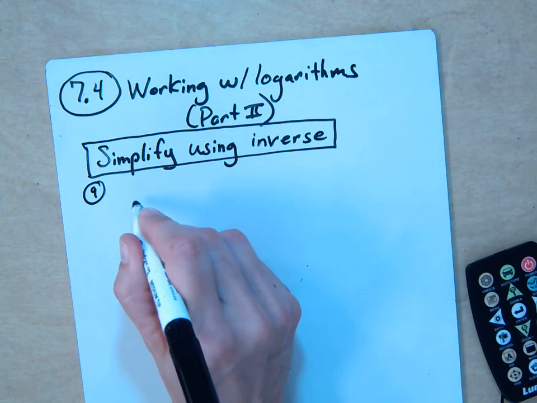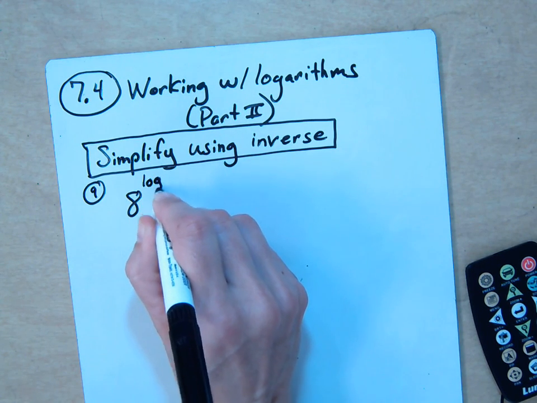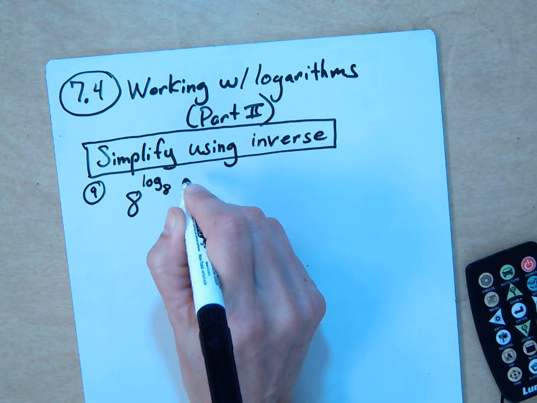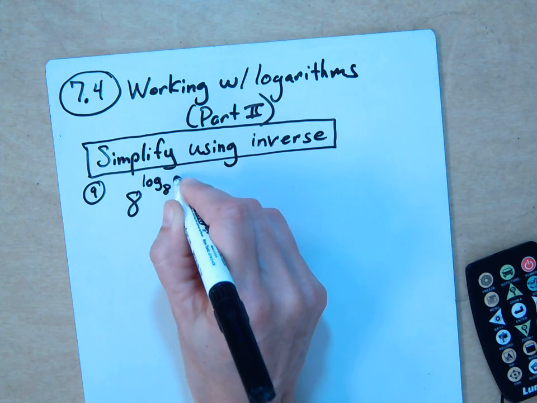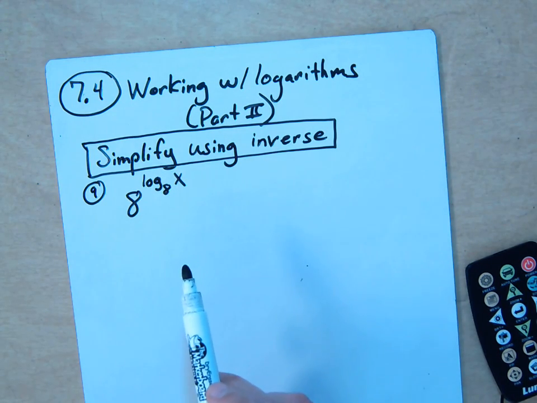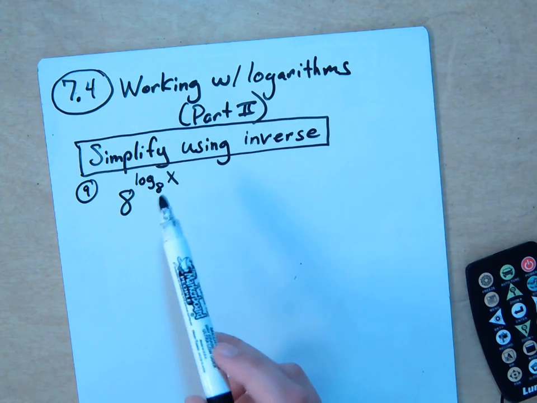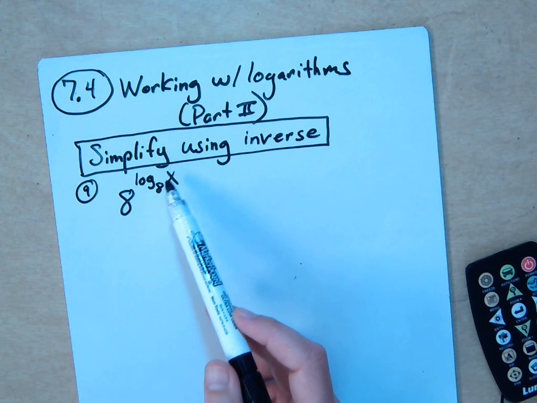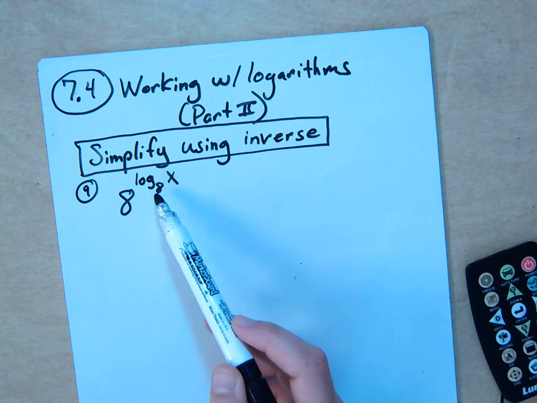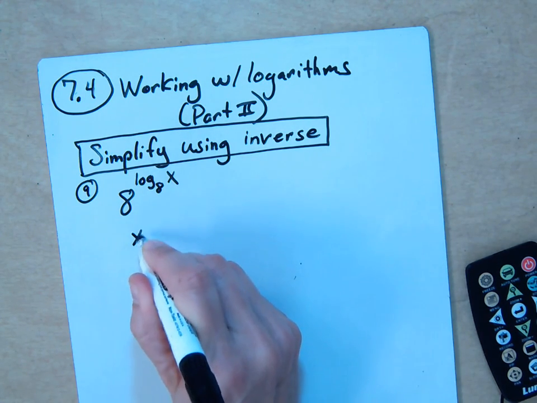But using the inverse will also help us simplify expressions. Watch how easy this is: 8 raised to the log base 8 of x. I want to simplify this expression. It looks complicated, but because we're doing an 8 raised to a power, that's exponential, and then we're doing log with the same base 8, they undo each other, so the answer is x.